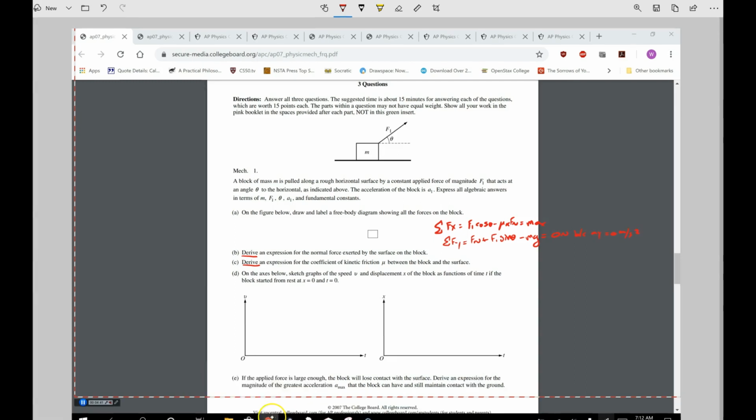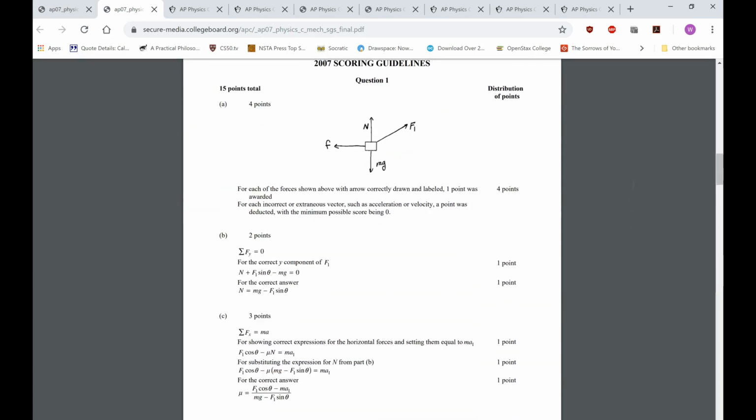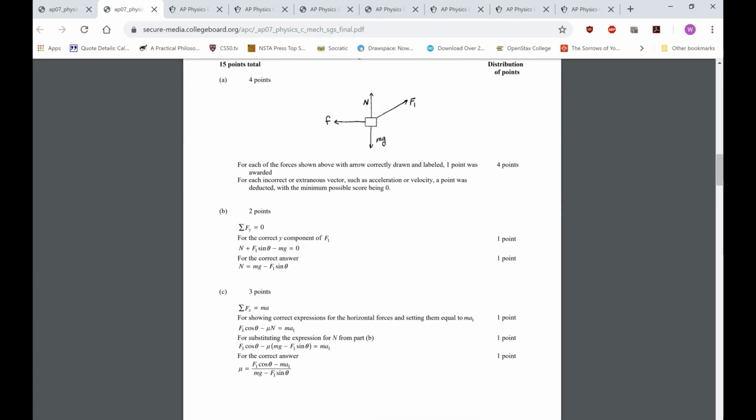So if we take a look here at the scoring rubric, the two derivations in total are 5 points. So if you can write the diagram and write the equations, that's 9 out of 15. That's a significant number of points. That really gets you close to where you want to be for a 4 or 5, right?